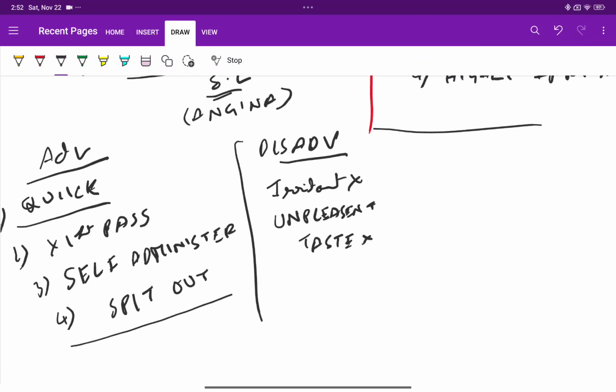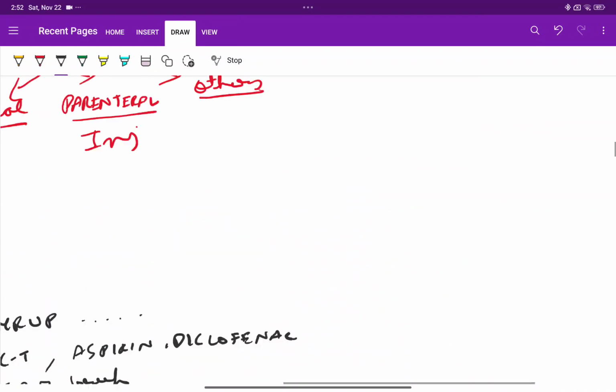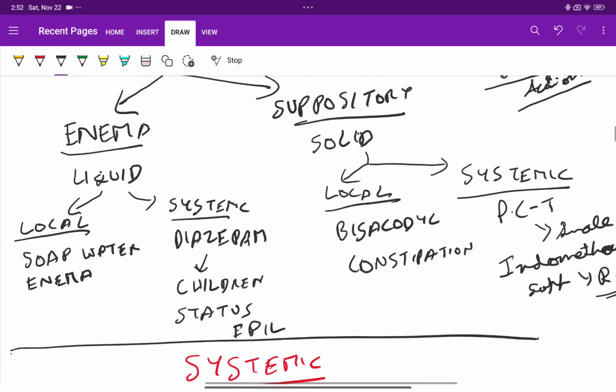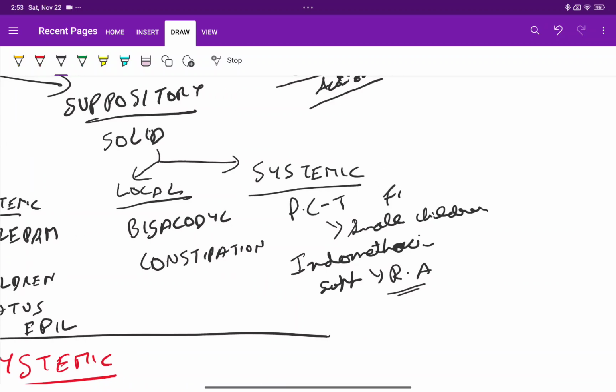Next, we will see the rectal route. We already learnt about the rectal route. Local effects, like enema, such as soap water enema. Systemic effect, like diazepam for status epilepticus. Suppository for local effect is the bisacodyl suppository for constipation. Systemic is the paracetamol suppository for small children with high fever.